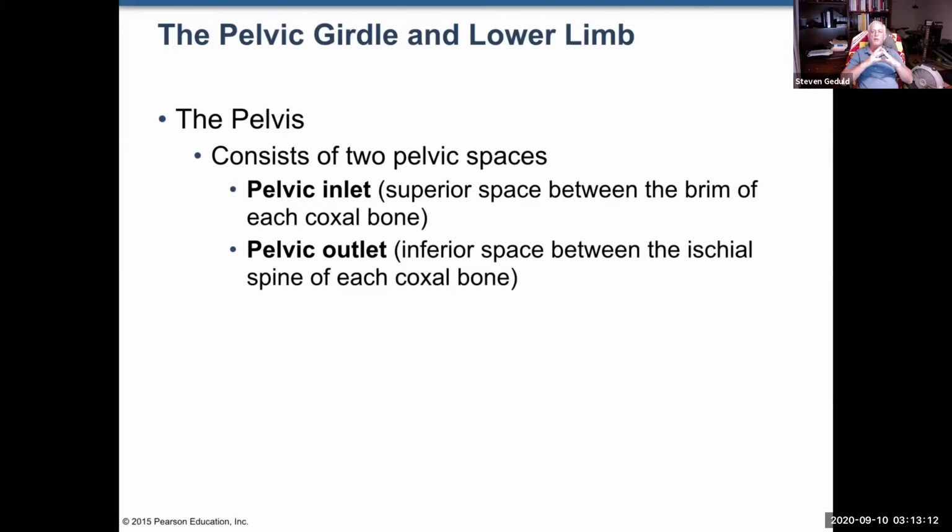There's 2 pelvic spaces, a pelvic inlet and a pelvic outlet. The pelvic inlet is the superior space between the brim of each coxal bone. The pelvic outlet is the inferior space between the ischial spines of each coxal bone. So your pelvic inlet is your superior space. Your pelvic outlet is your inferior space.